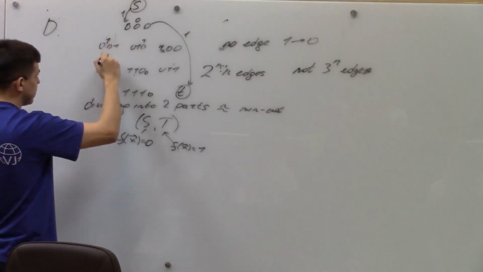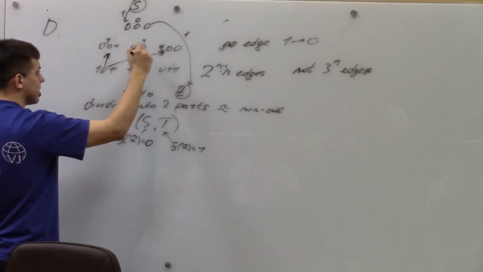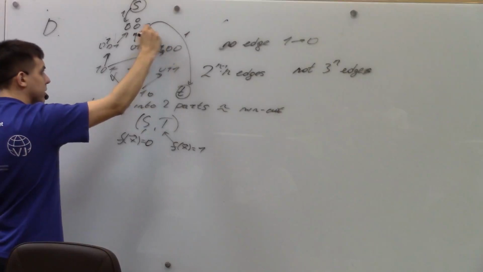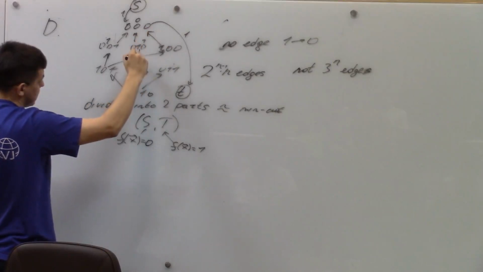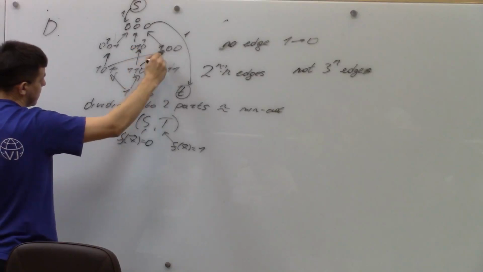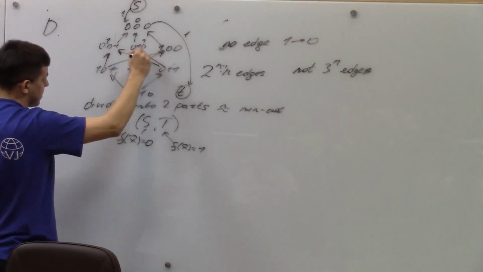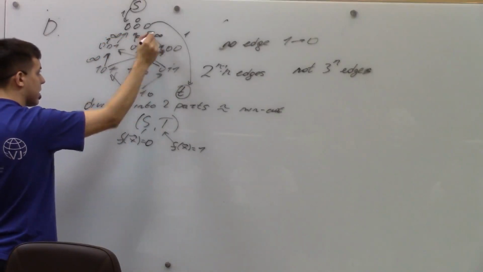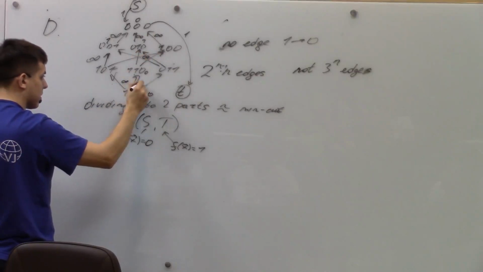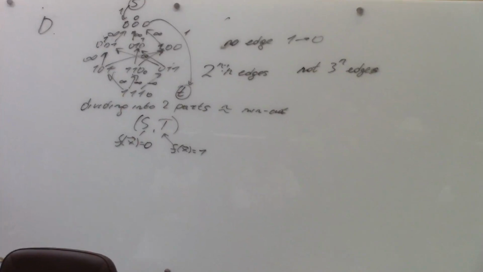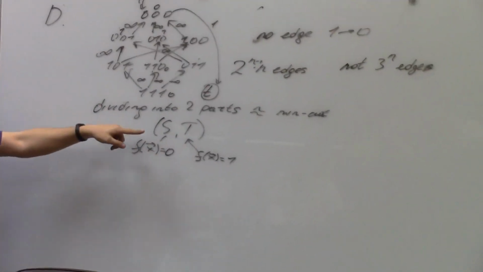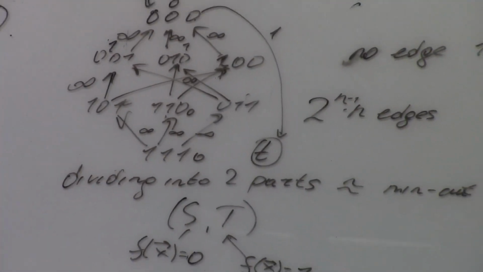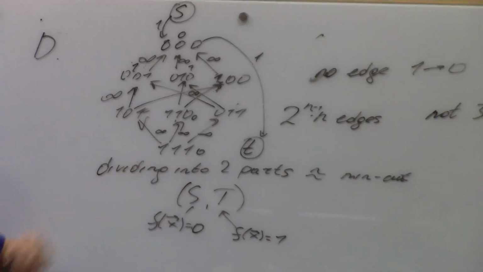So I'll draw the edges back. And all of those are infinite. Okay, so now the first set, all those binary vectors that are reachable from S should have value 0, and all those vectors that are reachable from T should have value 1.